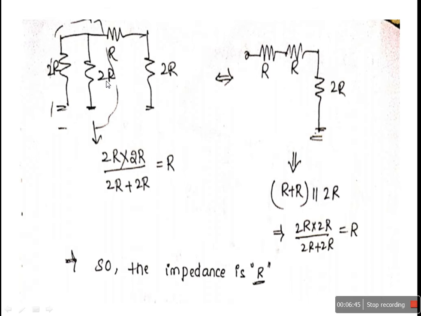Again I am redrawing the circuit. This section is represented with only the resistor value R, and again here I am having the series resistor R, and again here 2R. And these two resistors are connected in series. So that means R plus R equal to 2R, and this 2R is in parallel with this resistor. So 2R parallel to 2R is nothing but 2R into 2R by 2R plus 2R, that is equal to 4R square by 4R, that is equal to R. So the total impedance of the circuit is nothing but R.